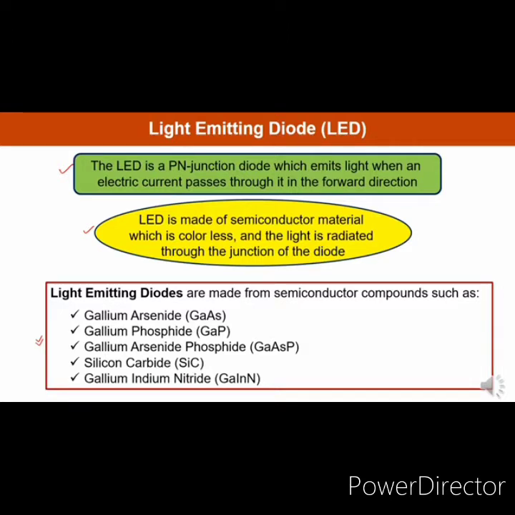In this particular case, germanium and silicon are not used. Why? Because silicon and germanium are essentially heat producing materials, and they are very poor at emitting light radiations. That is why for the fabrication or manufacturing of light emitting diodes, compound semiconductors are preferred.